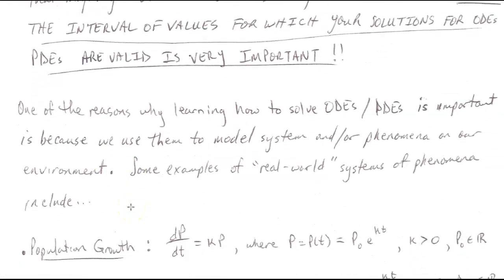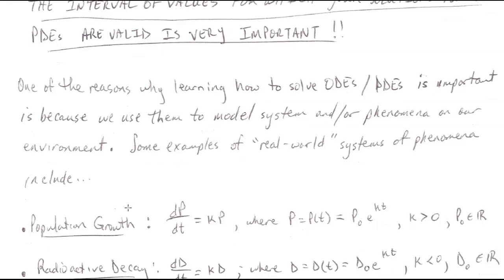So one of the reasons why learning how to solve ordinary differential equations and partial differential equations is important is because, of course, we use them to model systems and phenomena in our environment. Part of the reason why we want to be able to solve these differential equations and know what values of x or t or whatever it is that we're going to use it for is that we're actually trying to model something so that we can predict some kind of phenomena or action that's happening.